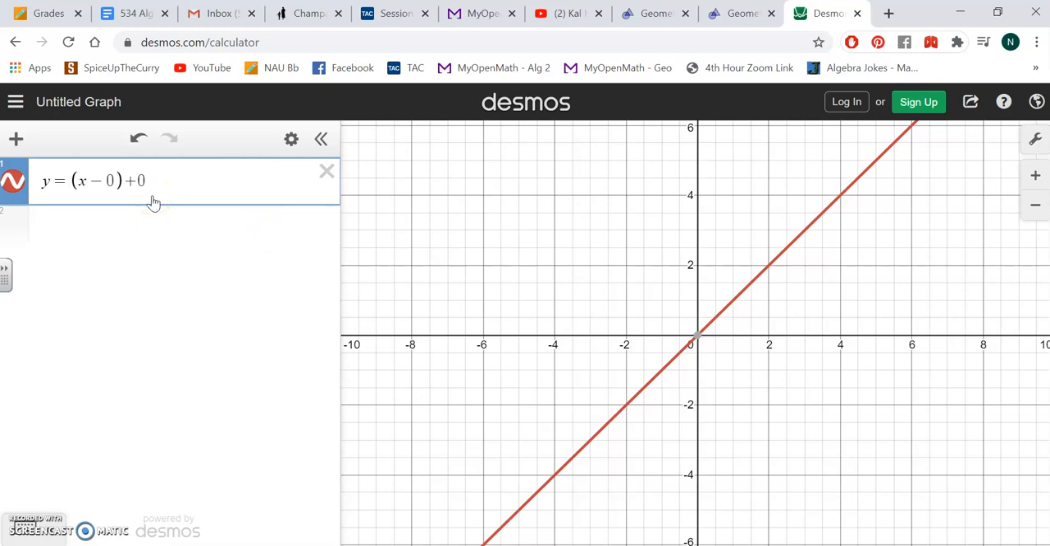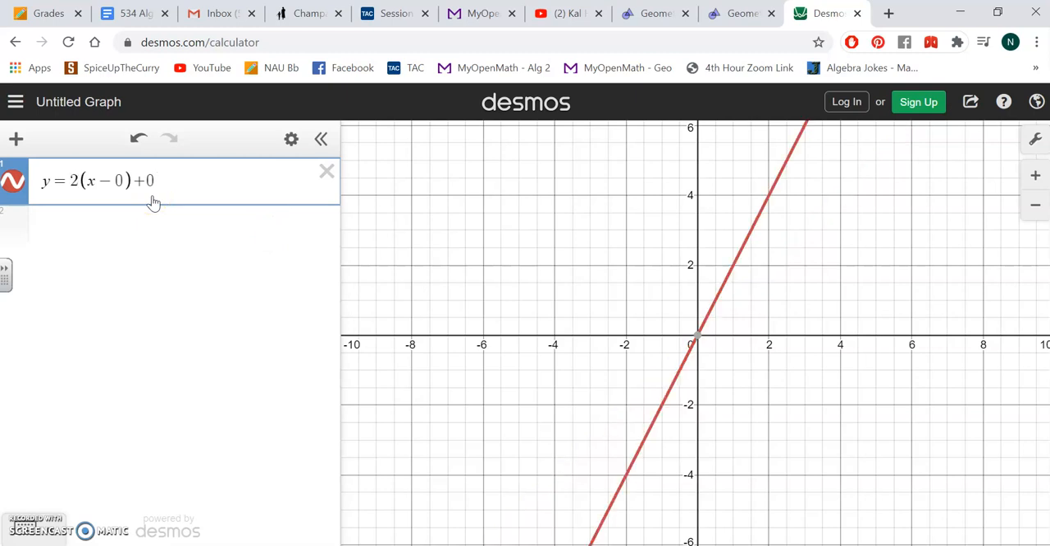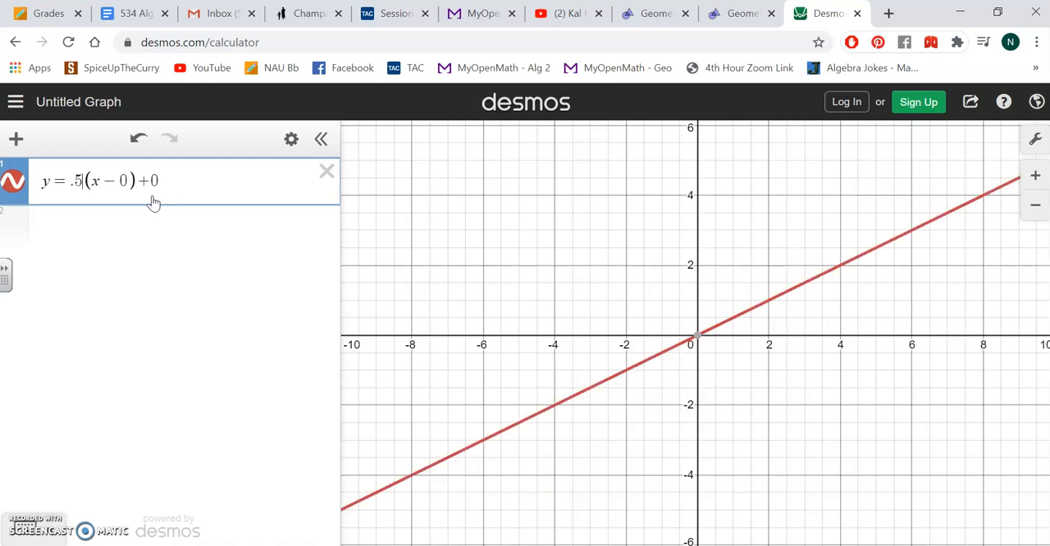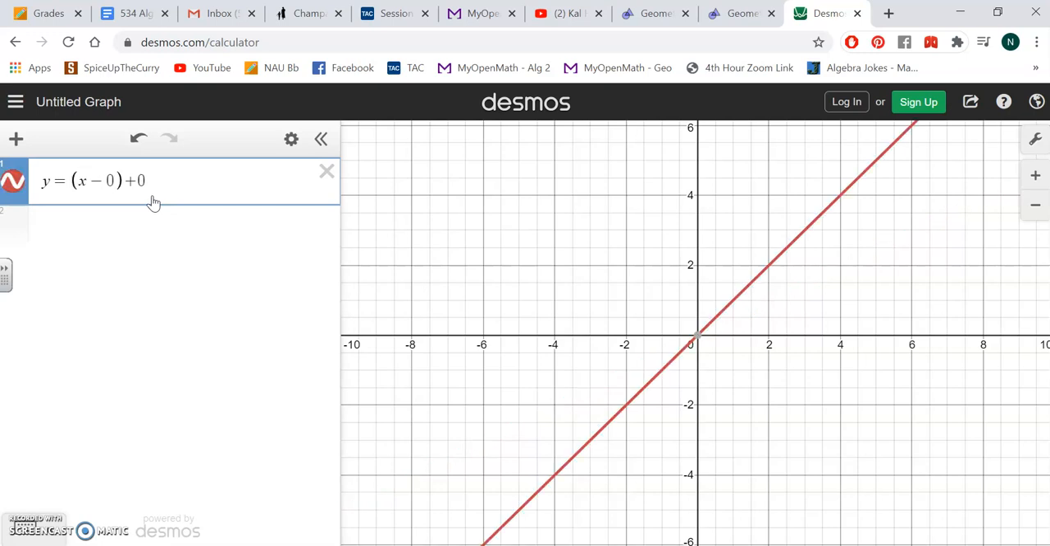If we change this a value, let's say it's a 2, we notice that it gets steeper, right? The bigger it gets, the steeper it gets. And the smaller it gets, let's say we do a small number like 0.5, this time it gets less steep, right? So it actually controls the steepness.